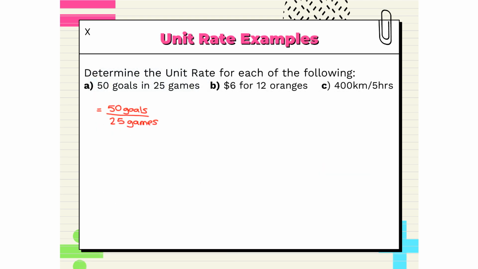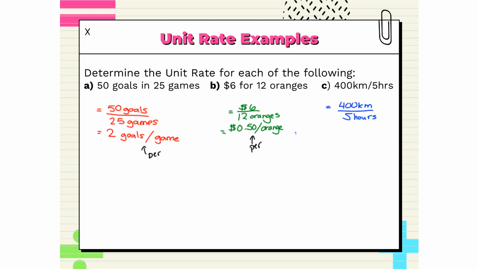If we've got 50 goals in 25 games, we've got goals to games. So we're going to divide both the top and the bottom numbers by 25 to get the unit rate, and that gives us 2 goals per game. We've got $6 for 12 oranges. Divide both numbers by 12, we end up with 50 cents per orange, or half a dollar per orange. If we go 400 kilometers in 5 hours, we divide both numbers by 5, and we end up with 80 kilometers per hour.